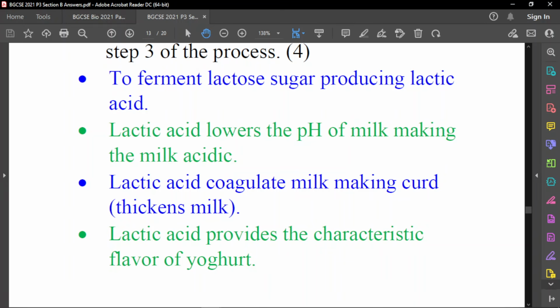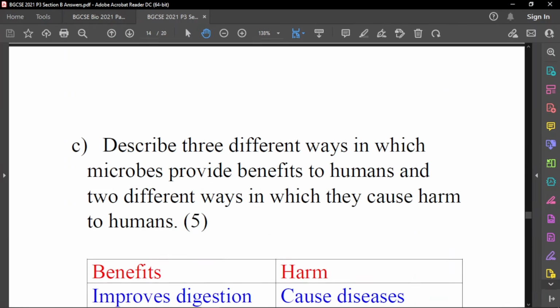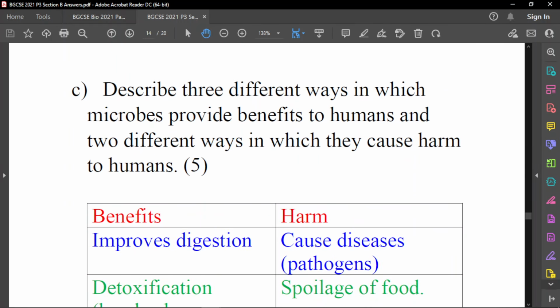All right, and so you want the milk to become as thick as possible, because you want that creamy richness, that creamy goodness of the yogurt, right? And so the lactic acid provides the characteristic flavor of the yogurt as well. All right, so let's now jump into part C.